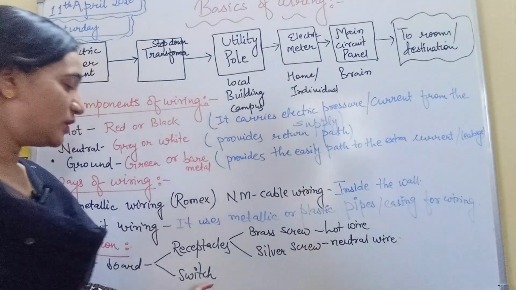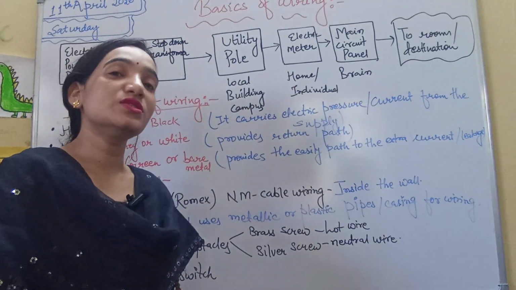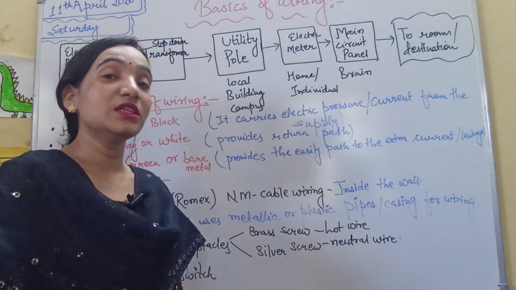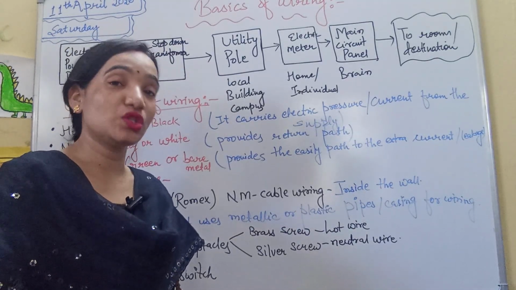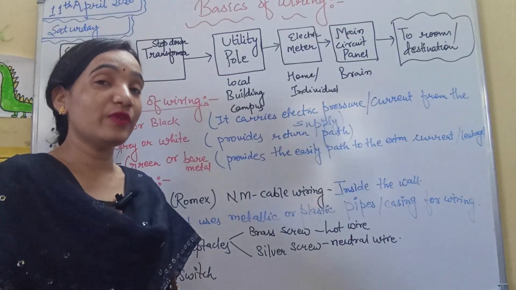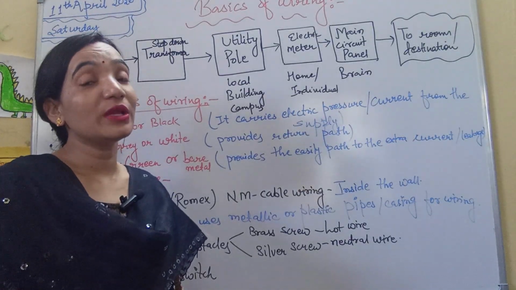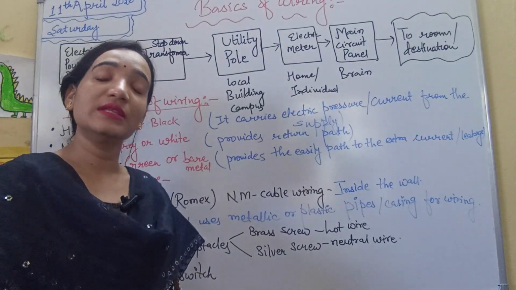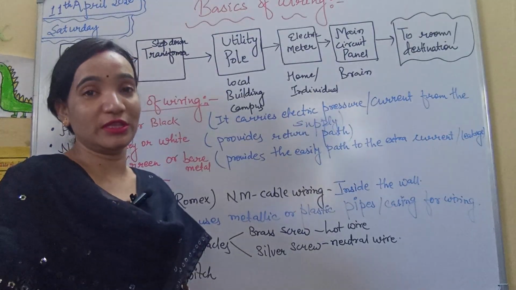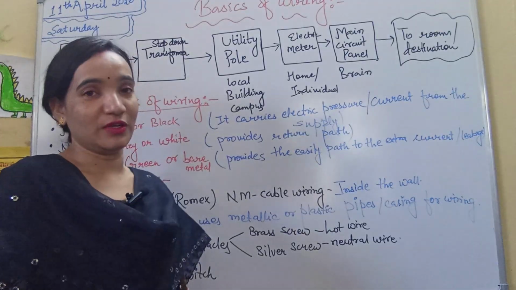Okay, and we know the switch. If we turn on the switch, the loop is closed and our device will start to work. If we turn off the switch, our loop will open, the current will not flow in the circuit, and the device will not work.